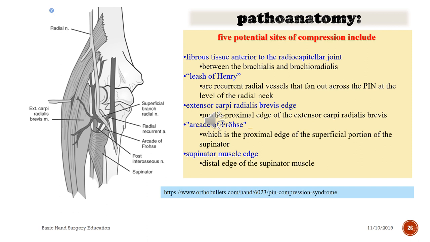Posterior interosseous nerve entrapment. Pathoanatomy. Five potential sites of compression include fibrous tissue anterior to the radiocapitellar joint between brachialis and brachioradialis, the leash of Henry, the recurrent radial vessels that fan out across the posterior interosseous nerve at the level of the radial neck, and the extensor carpi radialis brevis edge. The medial proximal edge of the extensor carpi radialis brevis can cause entrapment. The arcade of Frohse, which is the proximal edge of the superficial portion of the supinator. Also, the distal edge of the supinator muscle can cause entrapment.